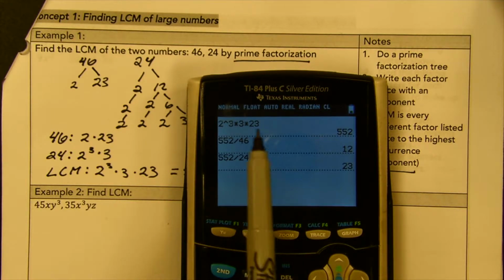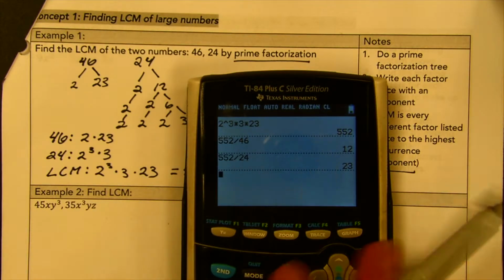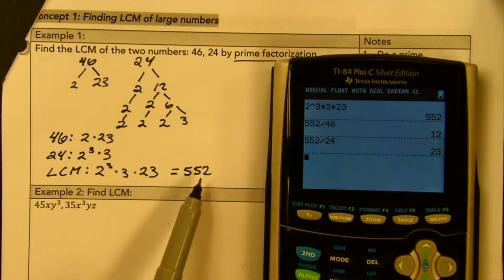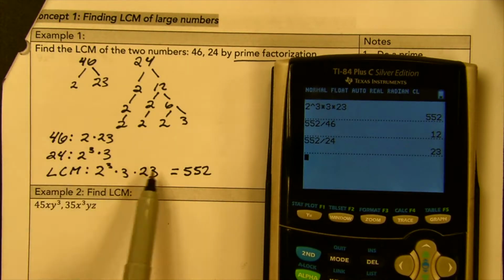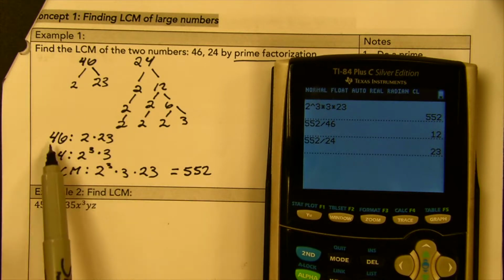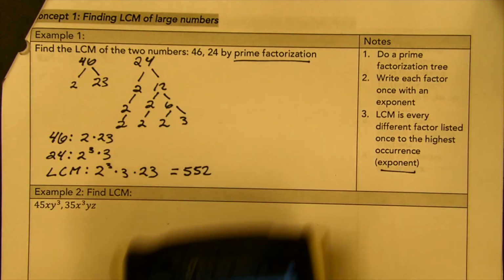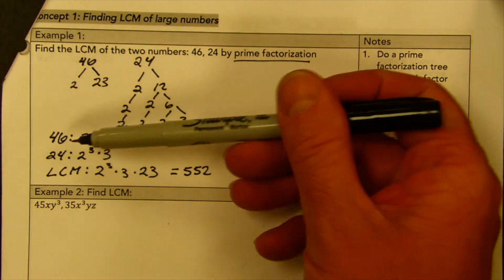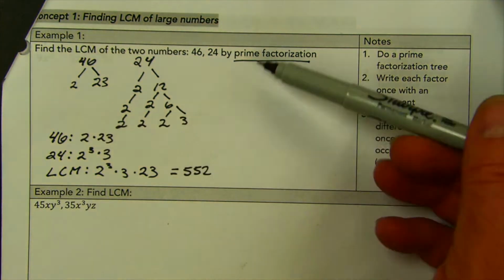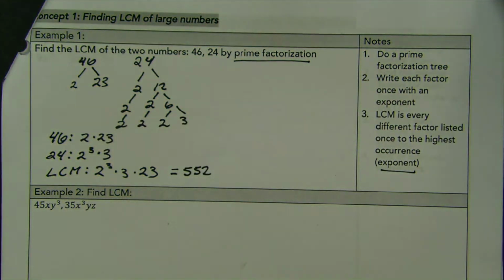Okay, so if you want to check your answer, how you got the least common multiple, then you can divide the least common multiple by the 2 numbers, and you should get an integer. Okay, so this is a way to find the least common multiple by prime factorization. All right, let's do an example.